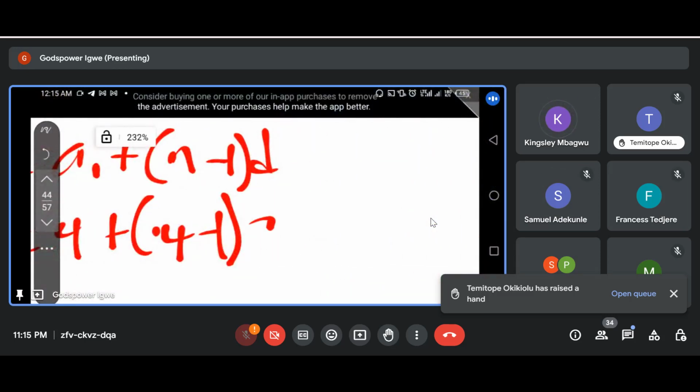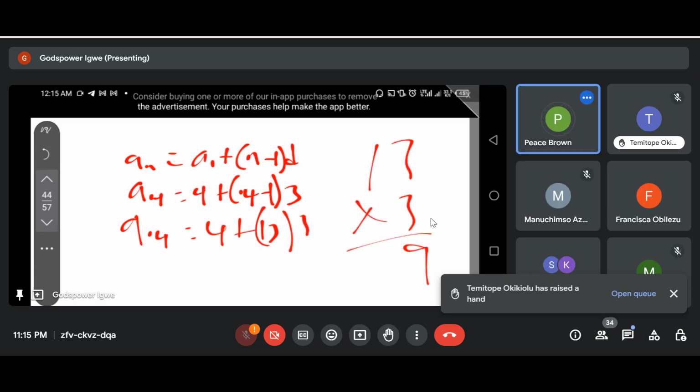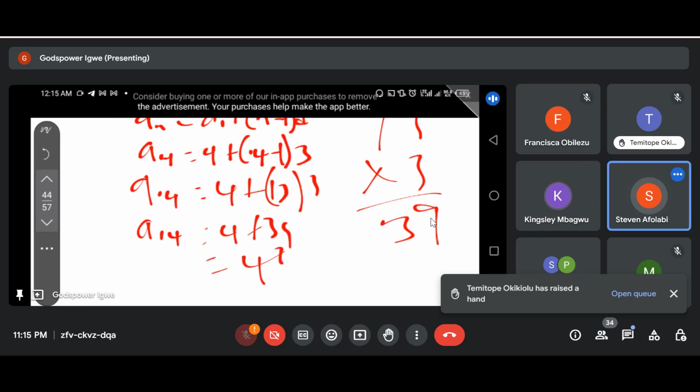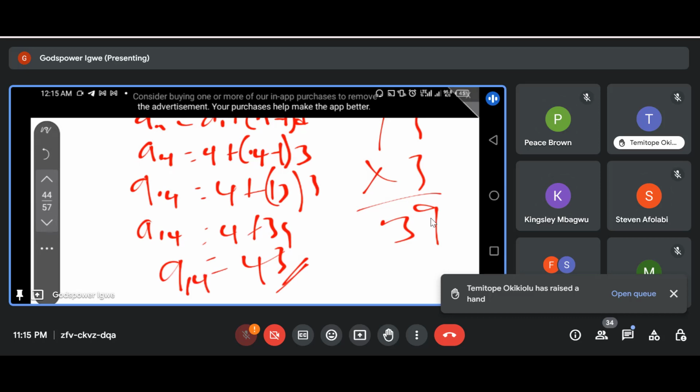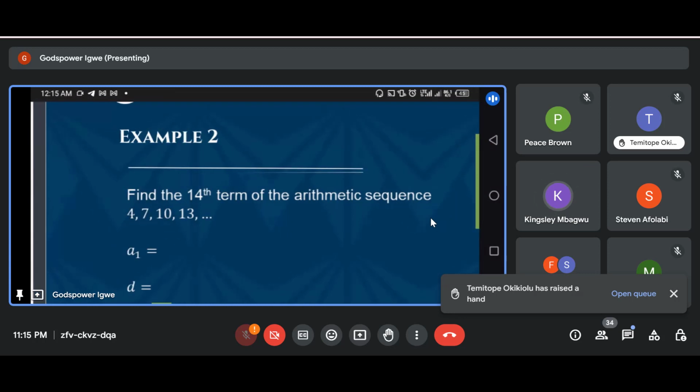So we'll come here and say this is 3. If we do this now, A14 is equal to 4 plus 13 times 3. Somebody multiply 13 times 3. What will it give you? 39. So this is going to be A14 equals 4 plus 39, which is 43. So our A14 of that arithmetic progression is 43.